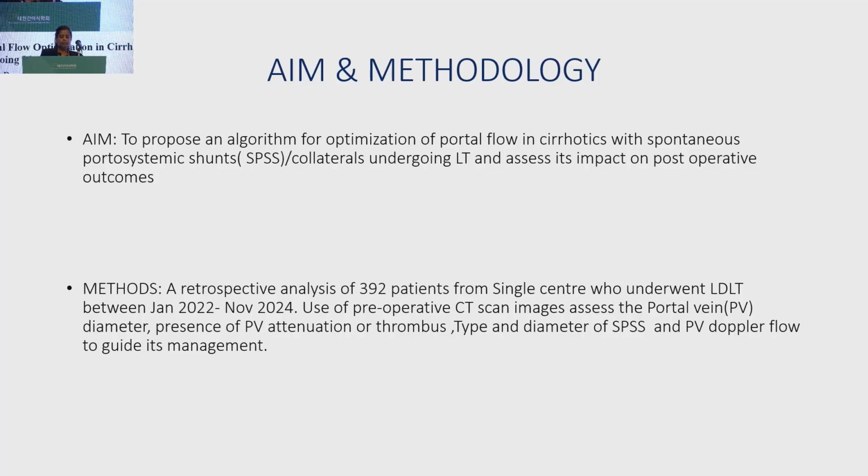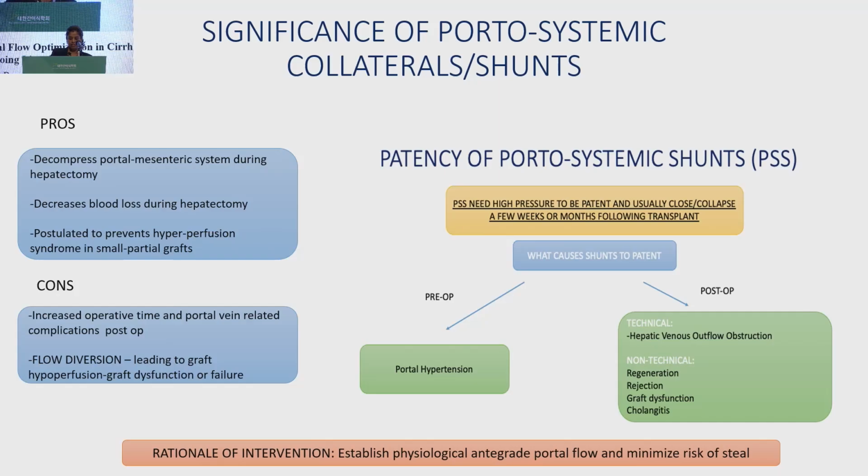Our study aimed to propose an algorithm for optimization of portal flow in patients who have spontaneous portosystemic shunts or collaterals undergoing transplant and to assess its impact on postoperative outcomes. So we have analyzed 392 patients over 3 years, and we have utilized contrast-enhanced CT scan, MRI, and Doppler to guide its management. As we all know, these portosystemic shunts are natural shunts formed because of portal hypertension, and they usually close a couple of weeks after transplant.